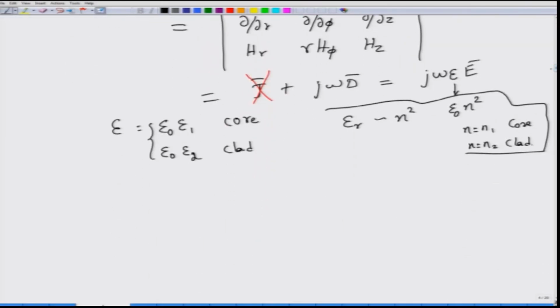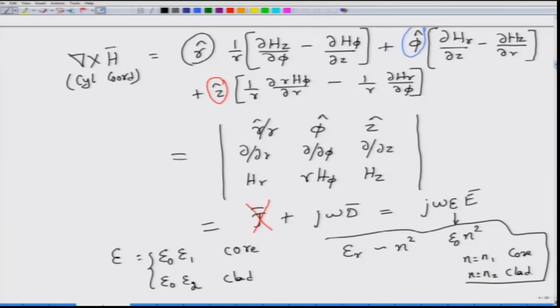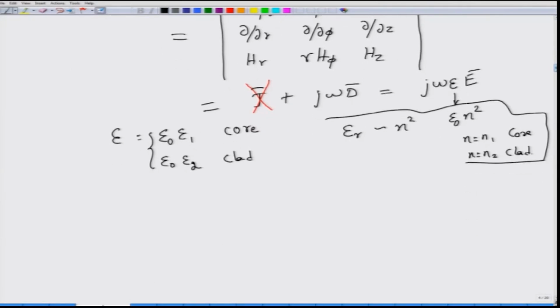So on the left hand side of this expression I have this complicated looking expression, but the right hand side is j omega epsilon E. If you have to expand this E itself, E will be r E r plus phi E phi plus z E z. So you will actually have an E r component, E phi component and E z component.